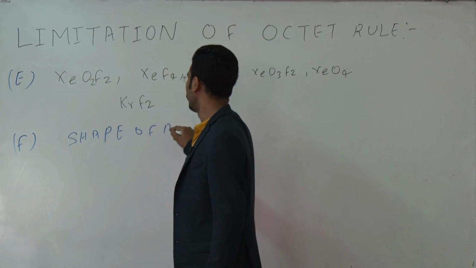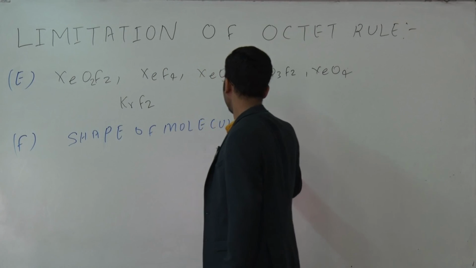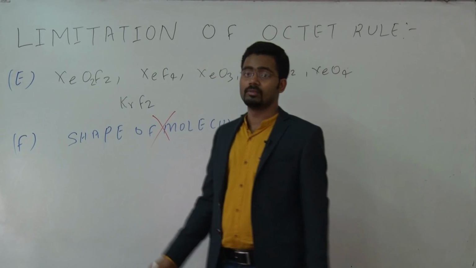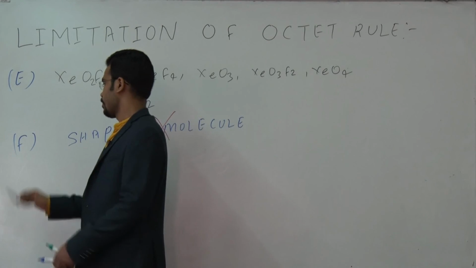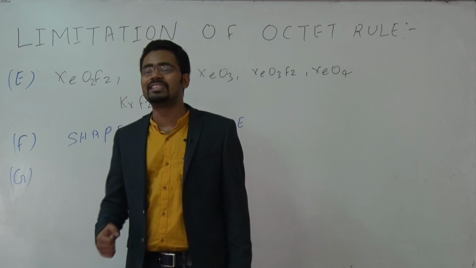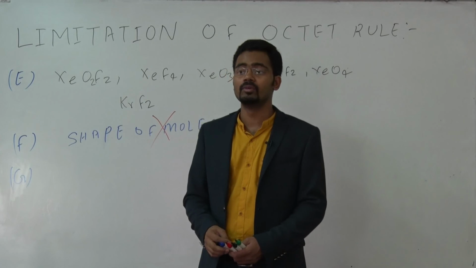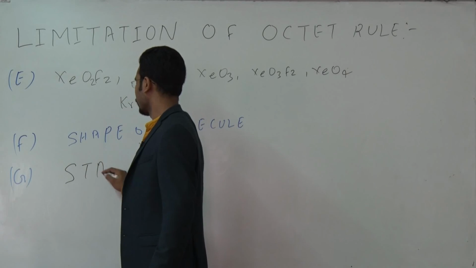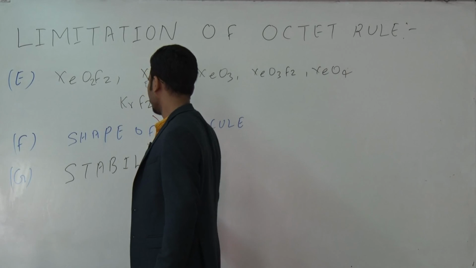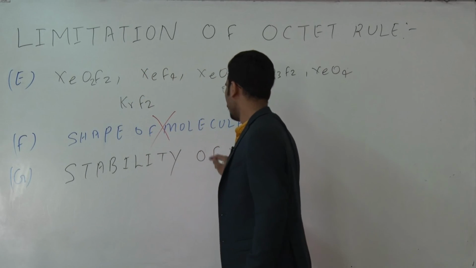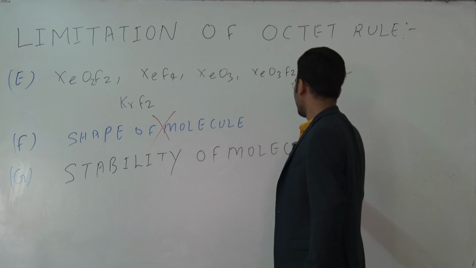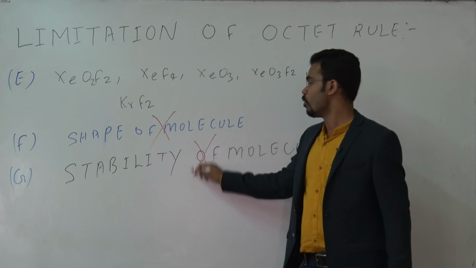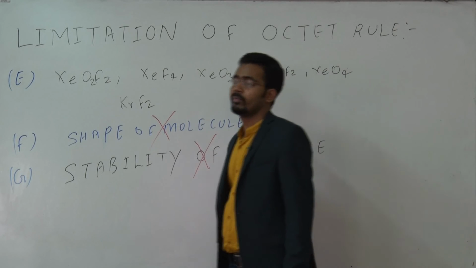Shape of molecule. This theory does not describe the shape of molecules. Next, this theory does not describe the stability of molecules, the relative stability of molecules. Clear? So these are the limitations of the octet rule.